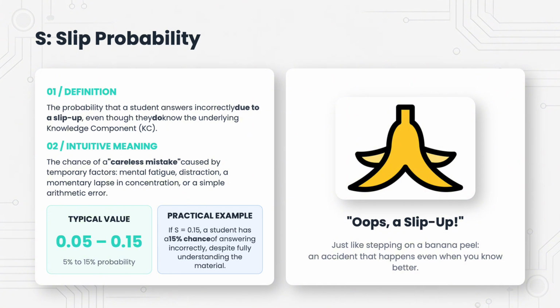Then we perform a learning update. We account for the possibility that the student learned something from attempting the problem. This updated probability then becomes the starting point for the next question, and the cycle continues, refining our estimate of the student's knowledge state with every interaction.